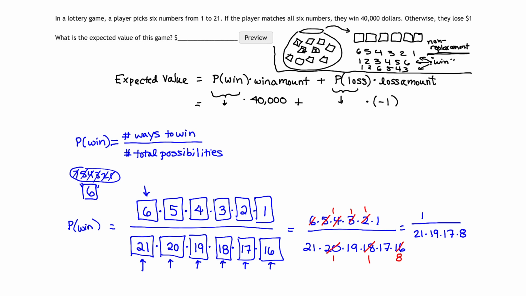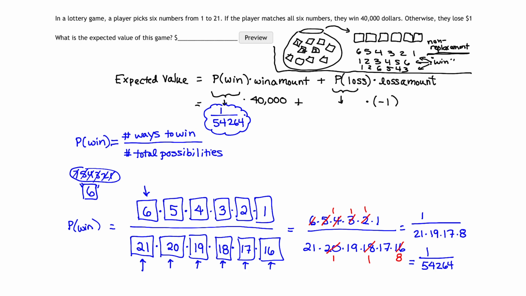Depending what calculator you use, whether you use Desmos or a scientific calculator, in any case, what you should get is that you're going to be taking 1 divided by the number 54,264, and that's going to give us the probability of winning. 1 divided by 54,264. That's what we're going to multiply by 40,000, okay? Then we have to look at the probability of losing next.